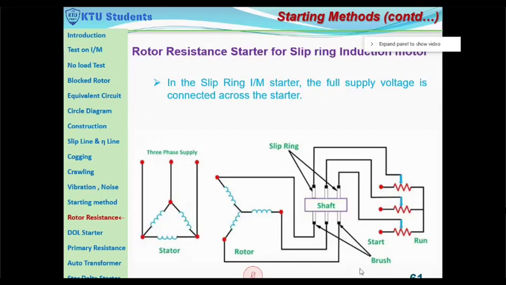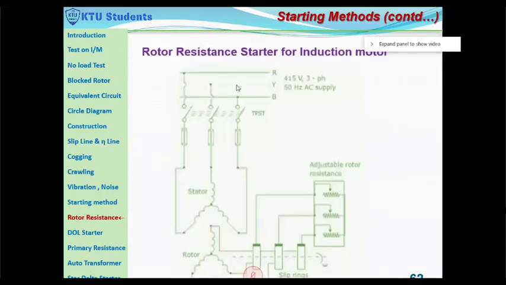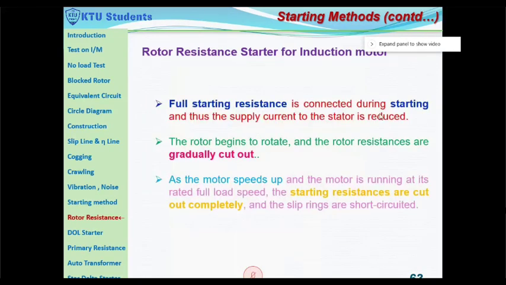So we can see the figure also. You can have this connection through the stator. You have the three-phase supply, and this is the rotor part, and that is connected to the adjustable rotor resistance through the slip rings. So the full starting resistance is connected during the starting period, and when the rotor begins to rotate, it is gradually cut out. When it attains full load speed, the starting resistance is cut out completely and short circuited.